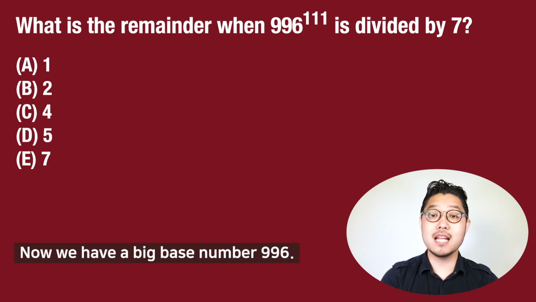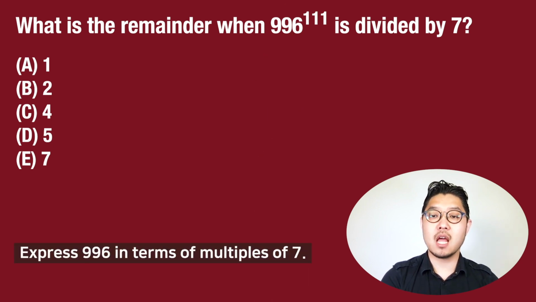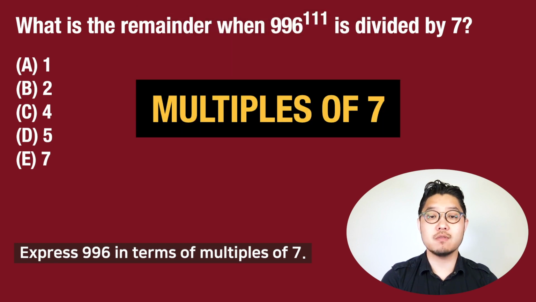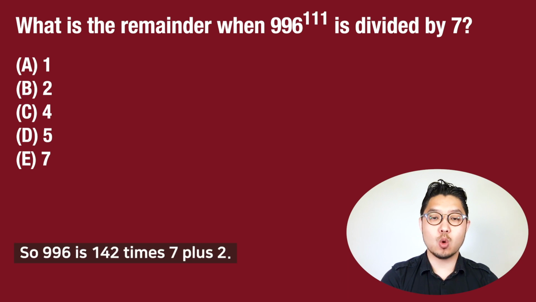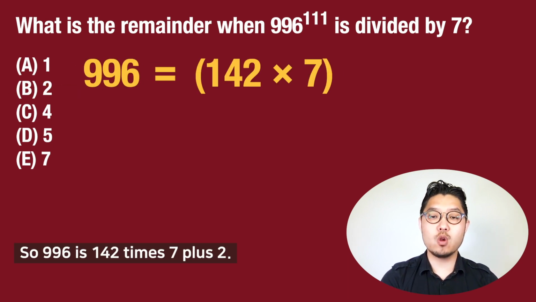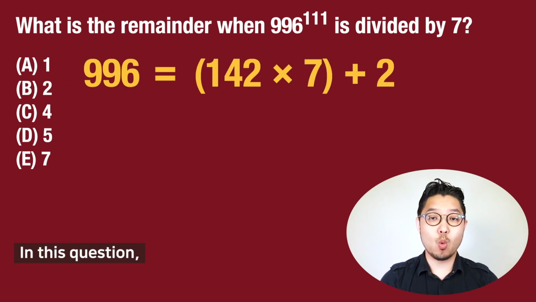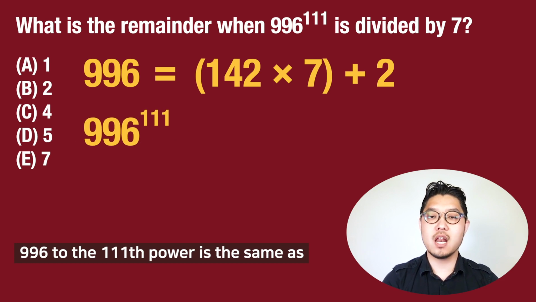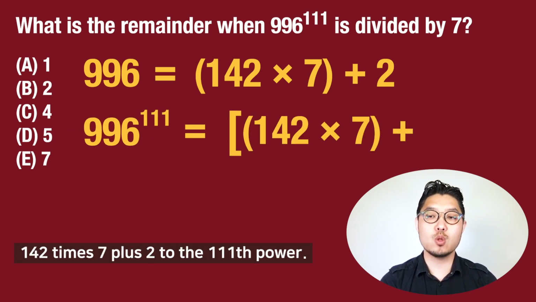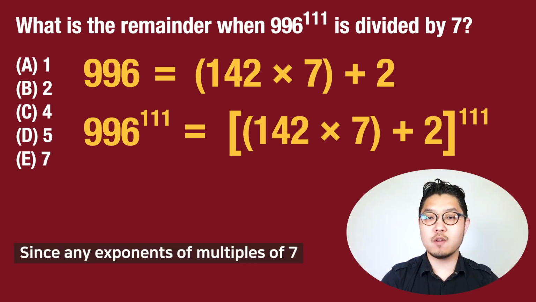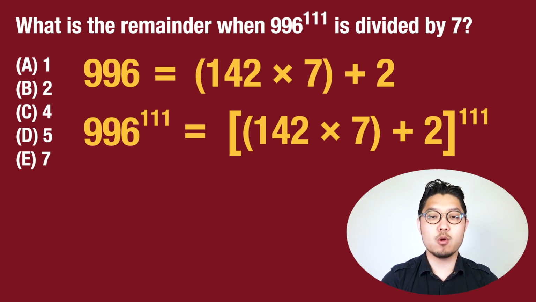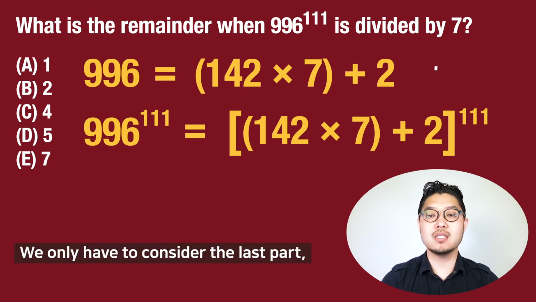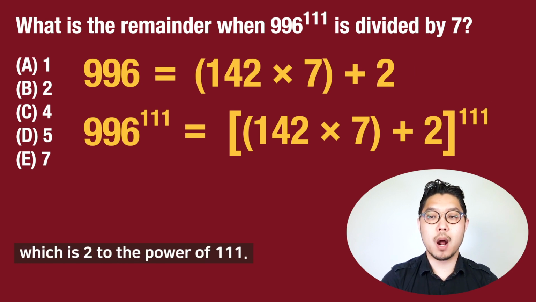Now we have a big base number, 996. Express 996 in terms of multiples of 7. 142 multiplied by 7 is 994. So 996 is 142 times 7 plus 2. In this question, 996 to the 111th power is the same as 142 times 7 plus 2, to the 111th power. Since any exponent of multiples of 7 is perfectly divisible by 7, we don't have to worry about the multiples of 7. We only have to consider the last part, which is 2 to the power of 111.